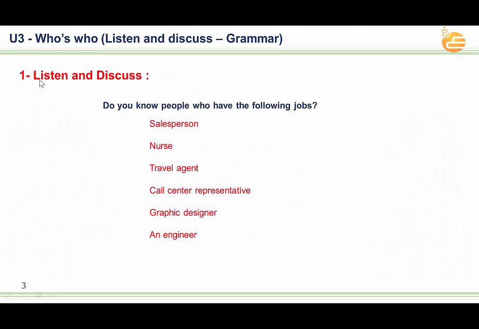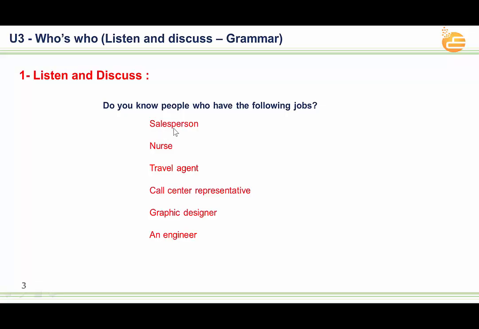First of all, number one, we have listen and discuss. Let's see, we have a question. Do you know people who have the following jobs? Salesperson, nurse, travel agent, call center representative, graphic designer, and an engineer. So what do you think? Do you know those people or any of them? Tell me. Think. Take a minute.